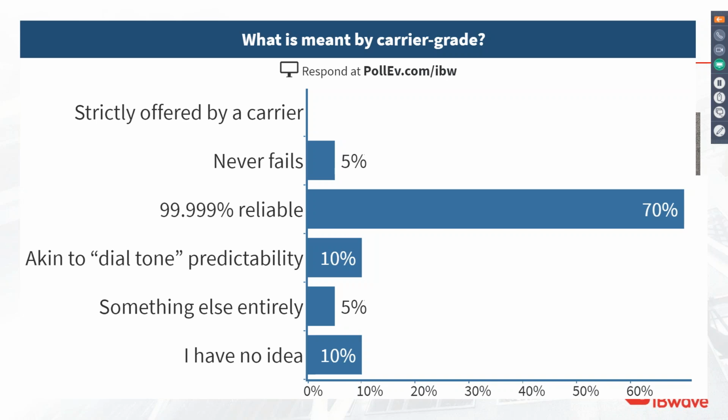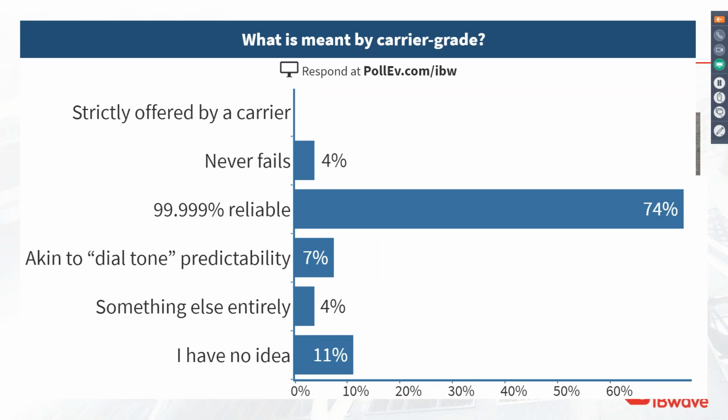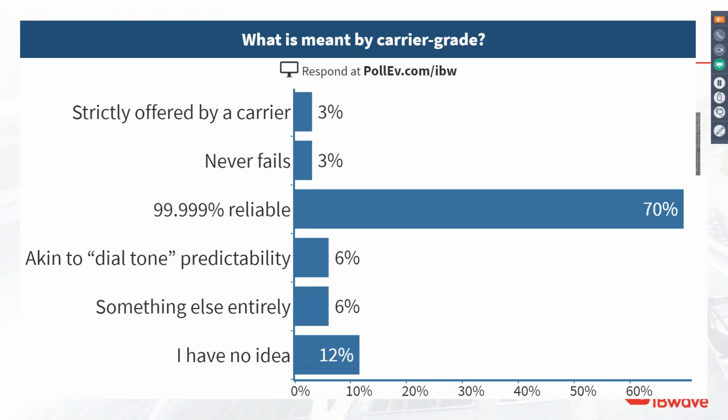So the results are coming in, and we're seeing a certain distribution, but clearly the five nines is scoring quite high. Never fails, we're seeing a little bit of everything. Mostly 99.999% reliable, or I have no idea, which is very valid too. So let's wait a few more seconds and see what we get. But it's pretty clear what the winner is here, and what most people associate carrier grade with. So I think that's quite correct.